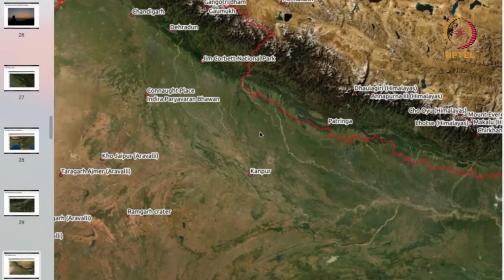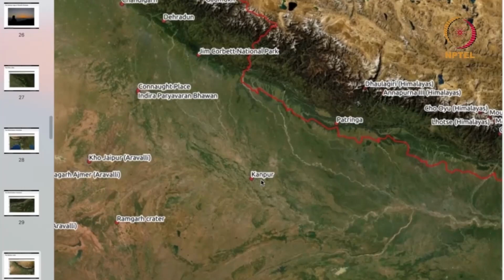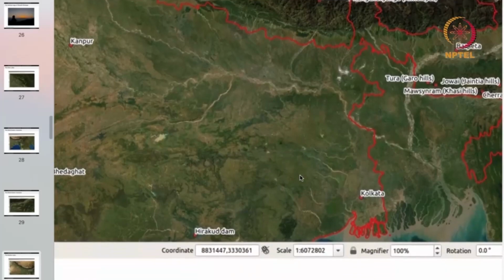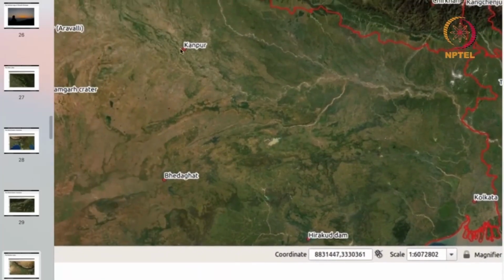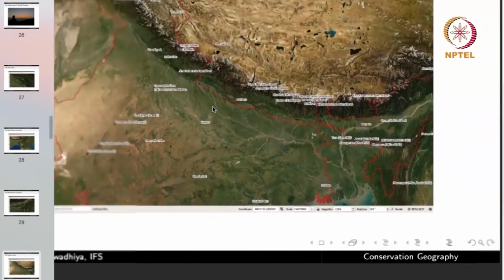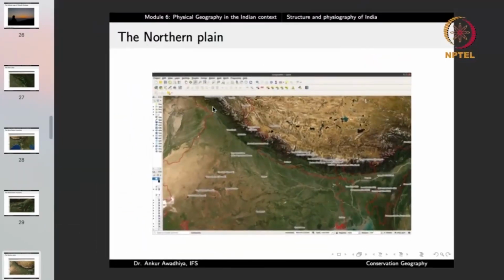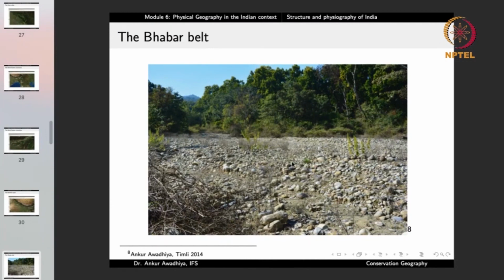Now, in this area, we have towns such as Kanpur and Kolkata. All of these areas are flat areas. These are the northern plains. Now, when the rivers move into the northern plains, we have a Bhabar belt.